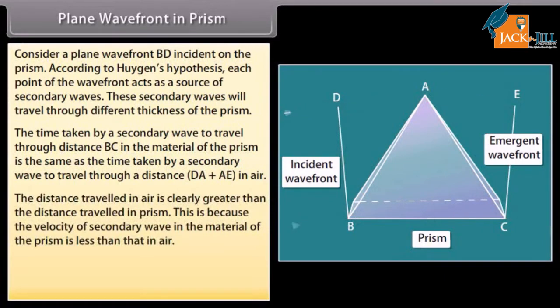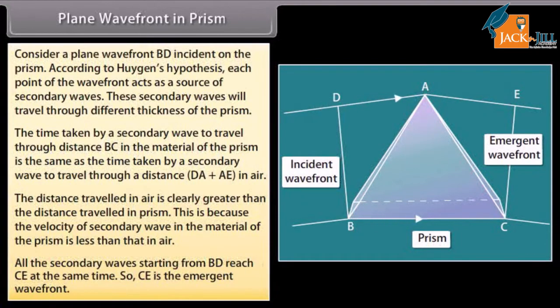The distance traveled in air is clearly greater than the distance traveled in the prism. This is because the velocity of the secondary wave in the material of the prism is less than that in air. All the secondary waves starting from BD reach CE at the same time. So, CE is the emergent wavefront.